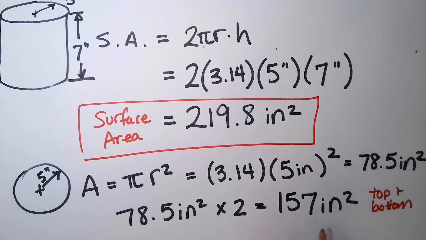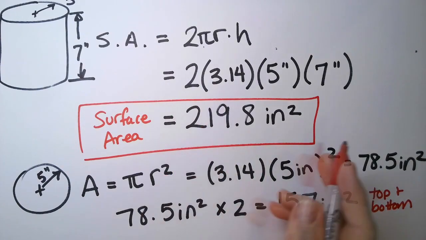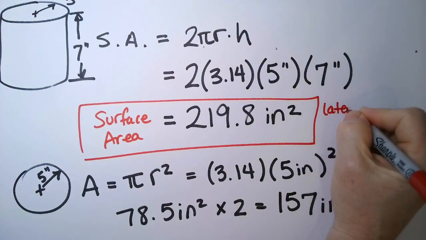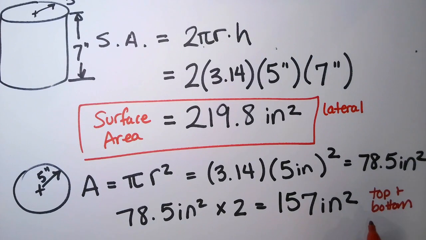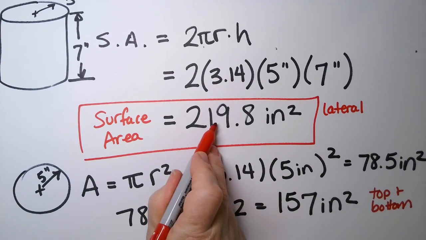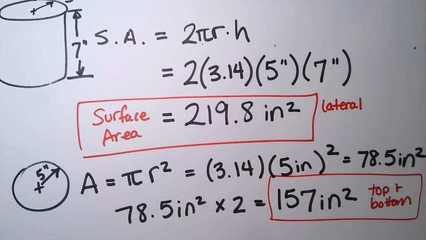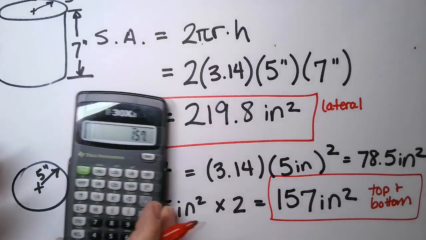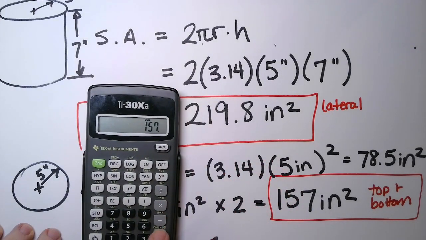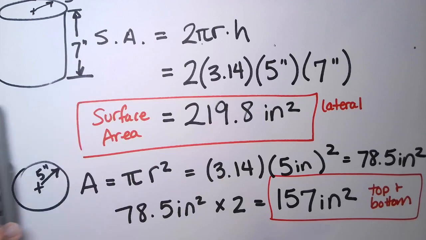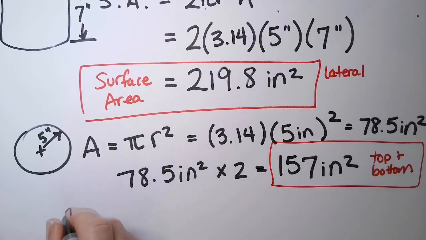And now all I need to do is add this. So this is what we call lateral, so not the top and the bottom. Okay, so we're going to add these two numbers together to get my total surface area for the whole thing. So 157 plus 219.8. I have 376.8.